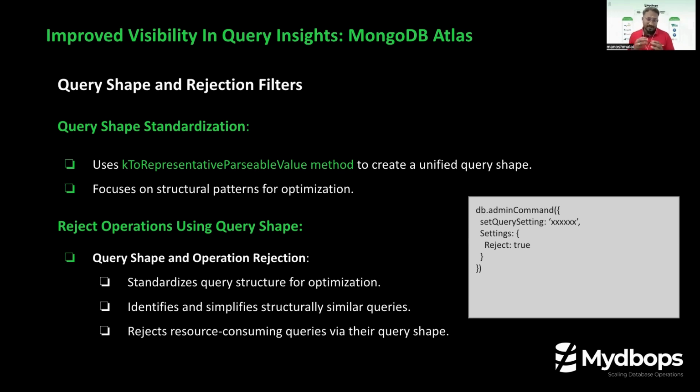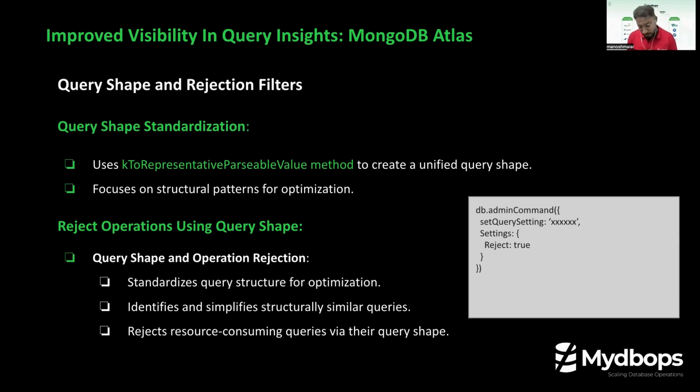I'm not very much an expert in reading the code, but I can see how much effort they put in, and it's quite interesting to see. Using that, they are creating a unique query shape for each query. The values may change in the query, but overall, one query pattern will have a unique query shape. Using that, they introduced a quite interesting feature we can enable.